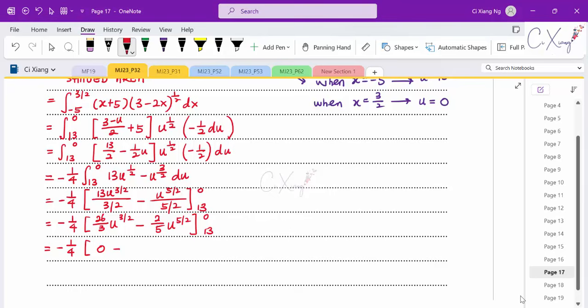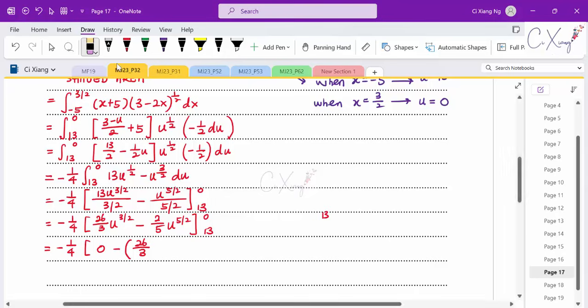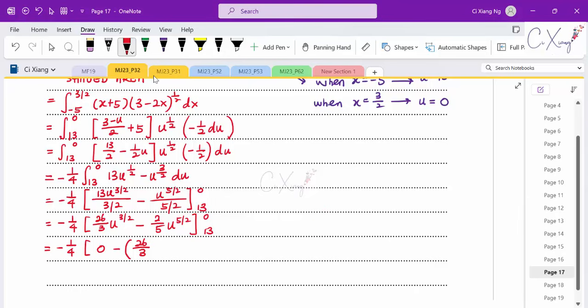13 into the equation here. You have 26 over 3, then 13 power 3 over 2. Now here I want to mention about 13 power 3 over 2 before I simplify them in my step. How can I simplify 13 power 3 over 2? Maybe I can show you later. Then minus 2 over 5, then 13 power 5 over 2.